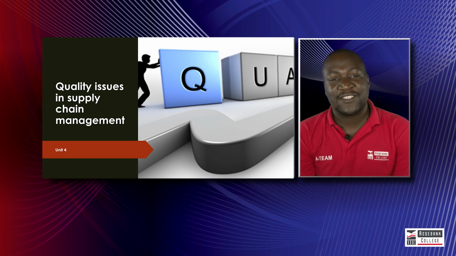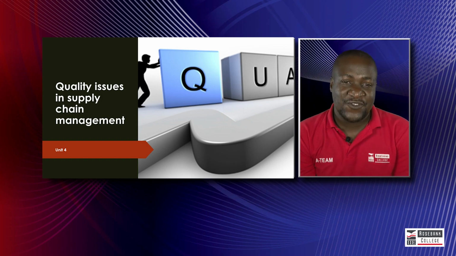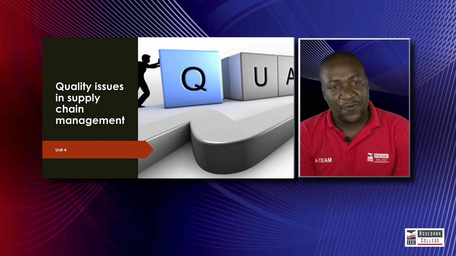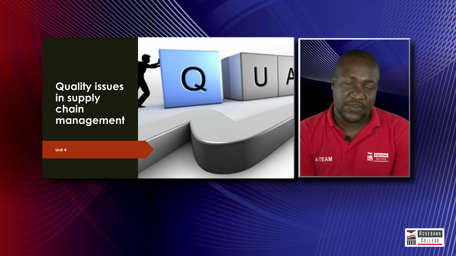Whether it pertains to quality checks when raw materials enter the factory, quality inspections during the manufacturing process, or quality checks before goods are dispatched to the customer. In this learning unit, ladies and gentlemen, we will look at operational issues in supply chain management.